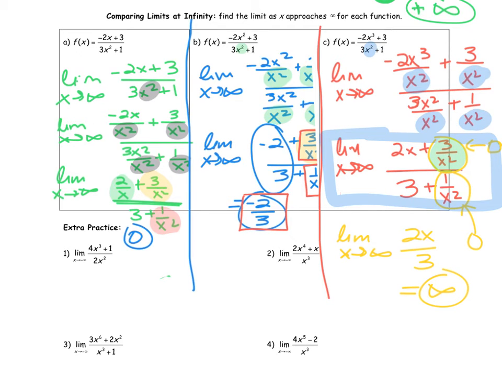if I have 3 over infinity, that's going to go to 0. And again, in the denominator, I have 3 plus 1 over x squared. Well, again, I have 1 over infinity squared. As x gets huge, this is going to become 0. So really what I was left with is this line right here of 2x over 3, because the rest was plus 0 over plus 0. And 2 times infinity, well, infinity divided by 3 is still going to be infinity, which is why my answer is just infinity.